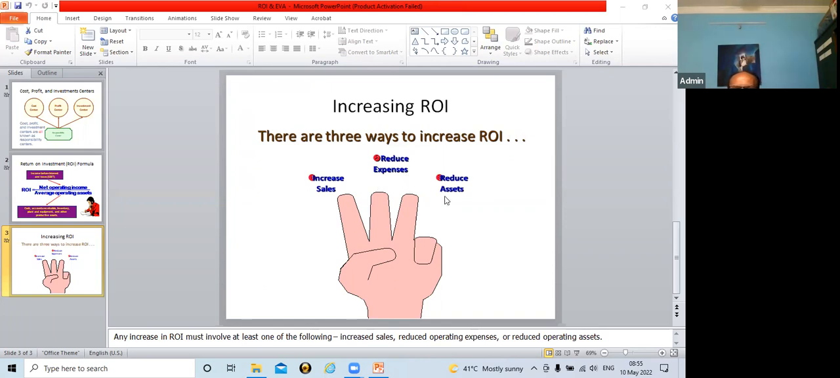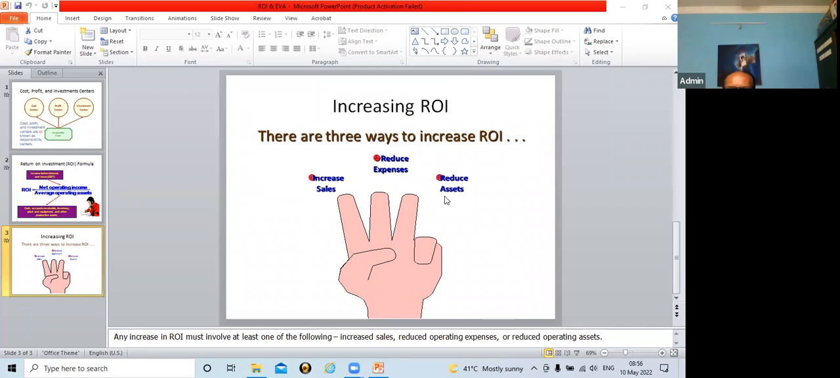Number three, reduce assets. If your company has employed too many assets, then as a manager, you have to think: can we reduce some part of assets? And if it is possible, then go for that remedy, go for that solution. Why not reduce some assets? If it is reduced, finally your investment in terms of assets will come down, and naturally the cost will come down.